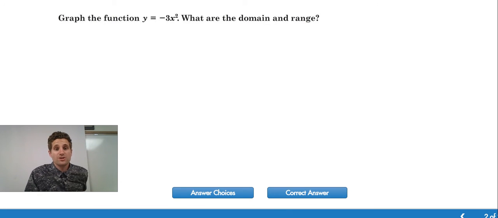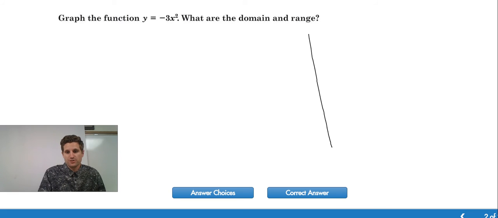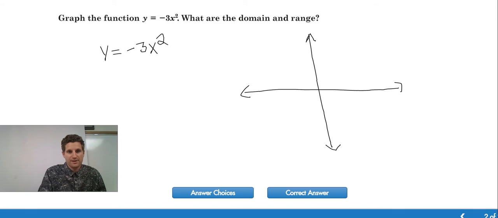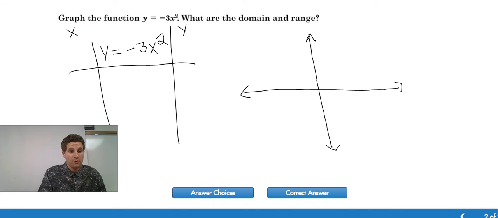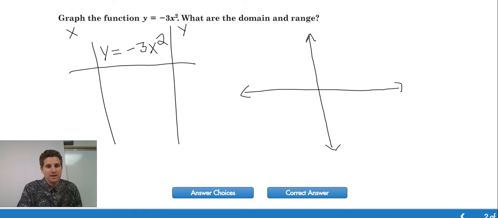Okay, graph the function y equals negative 3x squared. The way we do this is we're just going to draw a nice little graph over here, and what we want is our table. Our table is going to be y equals negative 3x squared is the function, and then we can pick values to plug in for x, and we're going to get something to come out, which is our y. So it's an input. Again, with functions, we input something and something comes out.